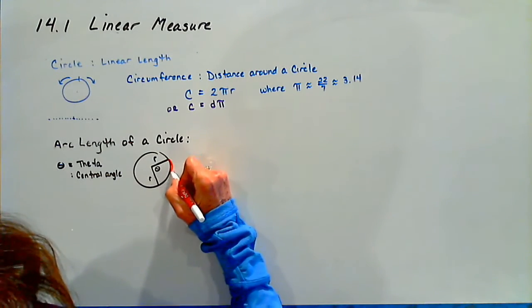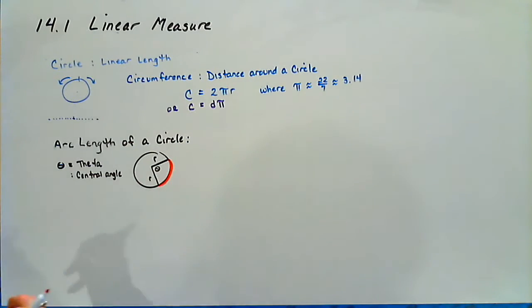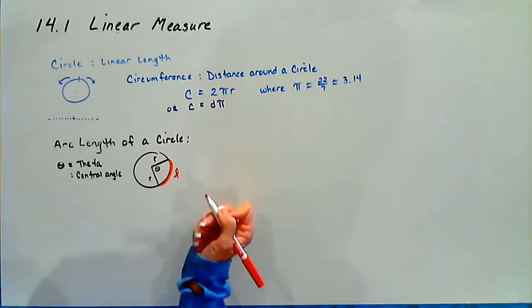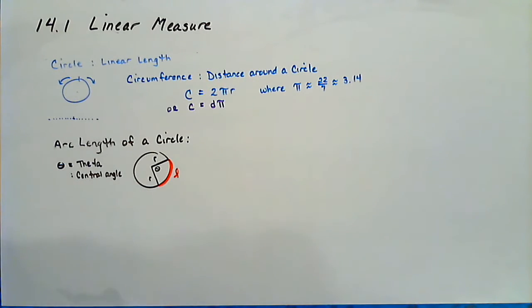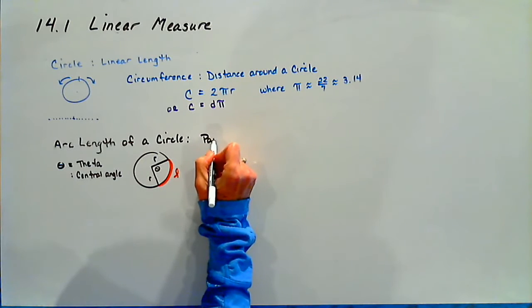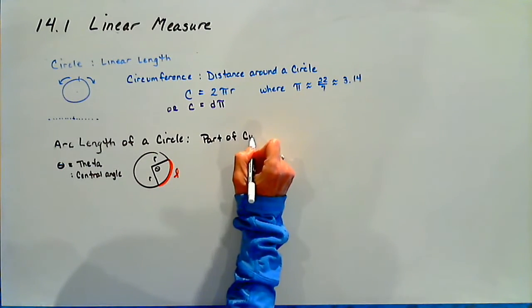I know the degree measure is going to be the same as the central angle, but that's not what I'm asking. I'm asking you to lay this out and measure it and tell me how long it is. Tell me the linear measurement. Well, you'll notice that that arc length is only part of a circle. So what I'm going to do is write that out in words. This is part of the circumference.